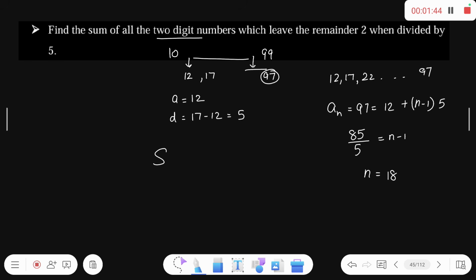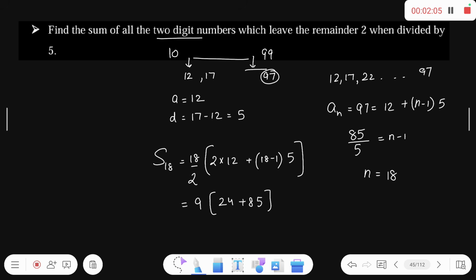Now you have to find S18, that is 18 by 2 into 2a plus n minus 1 into d, that is 2 into 12 plus 17 into 5, 85. 24 plus 85, 9 into 24 plus 85. So 24 plus 85 is 109. So 9 into 109, 9 9s are 81, or 9 1s is 9. So 981 is your solution.